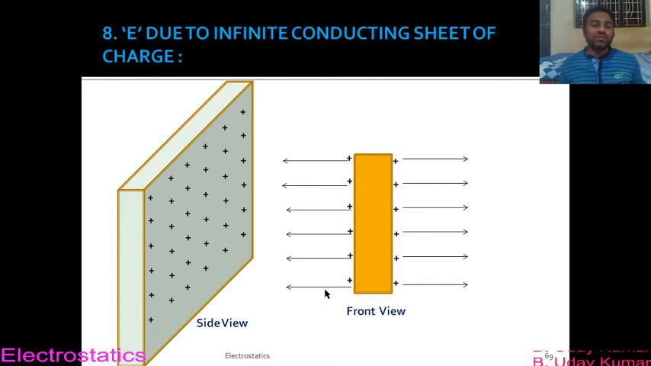with these arrows. So that means this system of charge, which we are taking as an infinite conducting sheet of charge, will have some electric field around it, and that electric field can be represented with the help of electric lines of forces that are shown here. So the electric lines of forces are directed outwards because the charge that is present on the surface is positive.